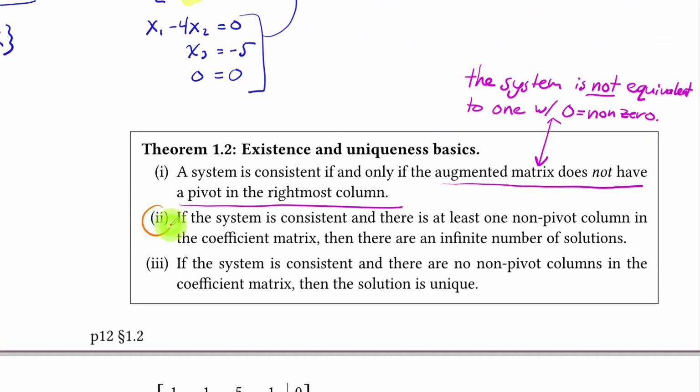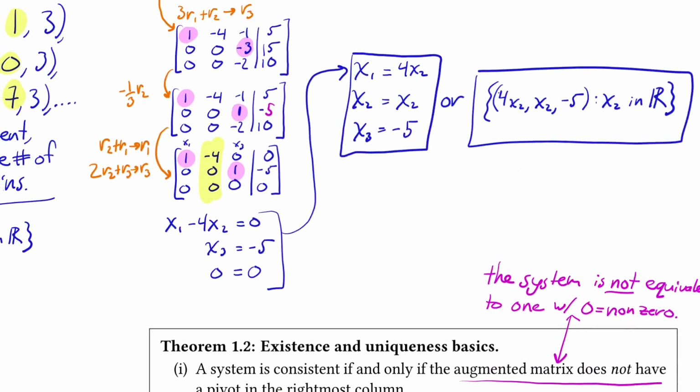Okay, let's look at part 2 here. This says if the system is consistent and there is at least one non-pivot column in the coefficient matrix, then there are an infinite number of solutions. We saw that here this non-pivot column goes with a free variable, and that means you must have an equation that has a basic variable and a free variable in it, and that equation is going to have an infinite number of solutions. In other words, you can pick anything you want for the free variable and you'll get another solution.